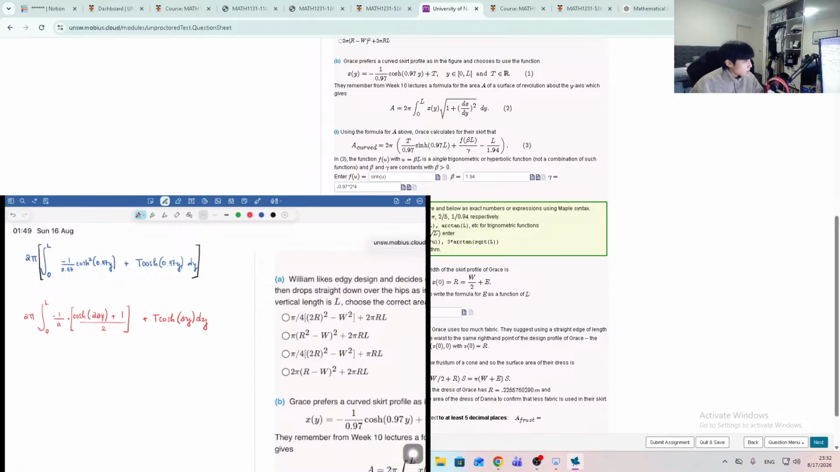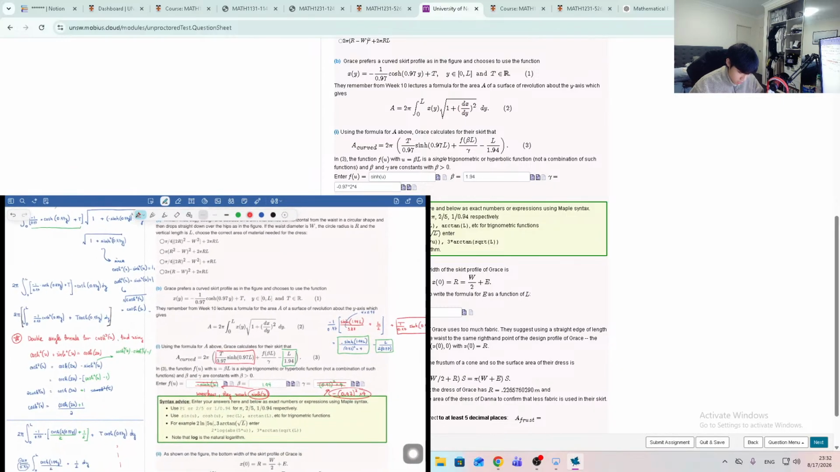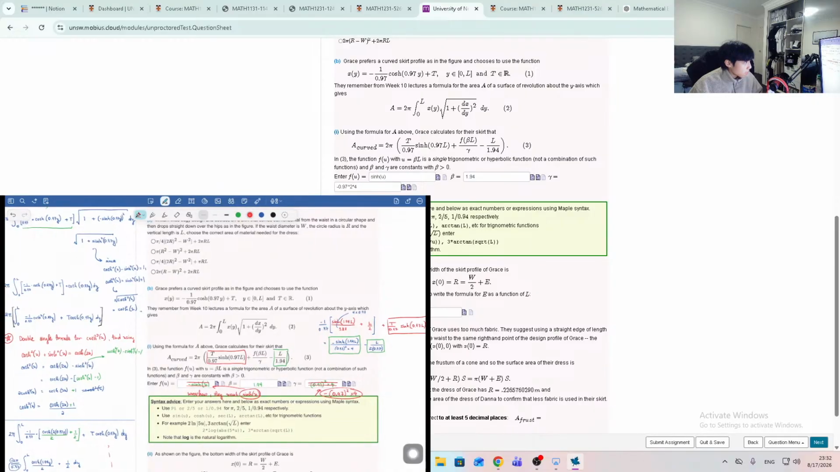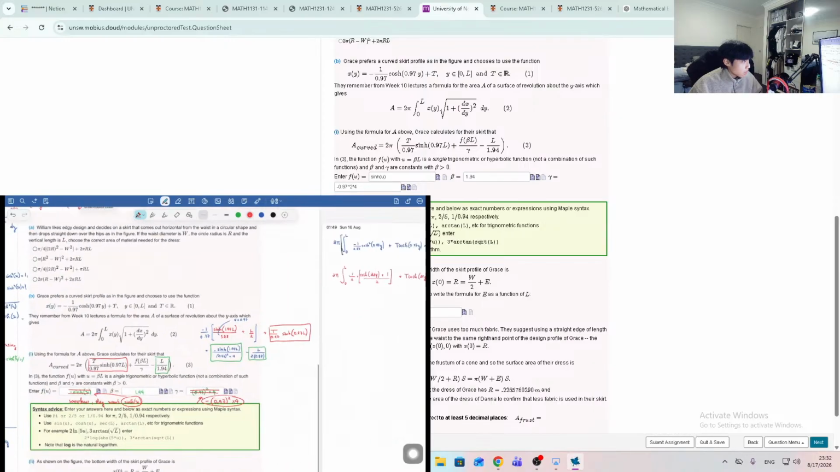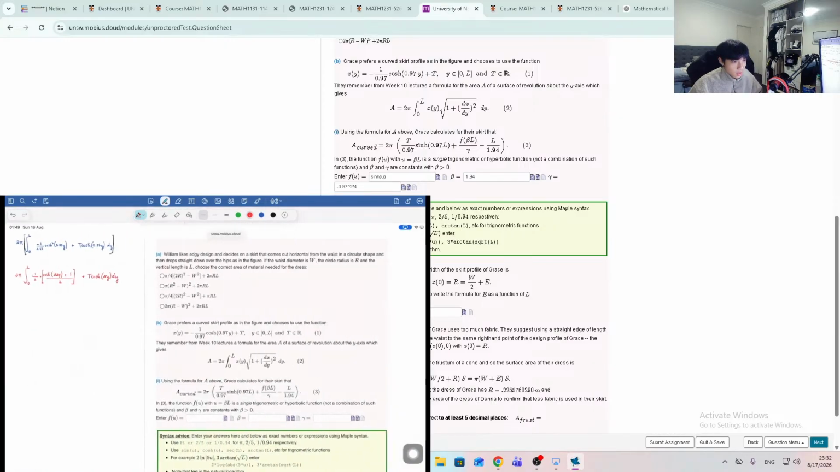Possibly. 1 over A times this whole thing on 2 minus 1 over A times the quantity of that over 2 plus T cosh AY. And we get some T over A shine AL. And then we have a shine over 2A squared, which is, wait, shine over 2A squared.